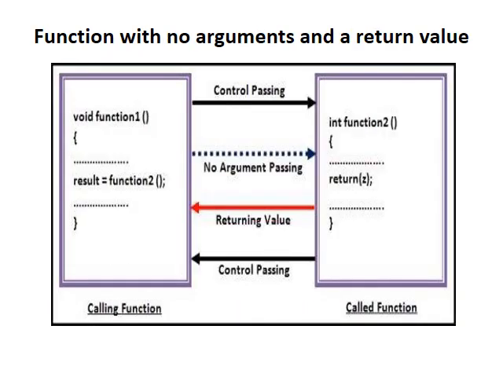Next type, or next way of writing a function, is function with no arguments and a return value. So the function does not take any input from the calling function, but it returns the result or value back to the calling function. So in such a case, how are we supposed to call the function? Here it is shown in the calling function, that is function 1, result equal to function 2.